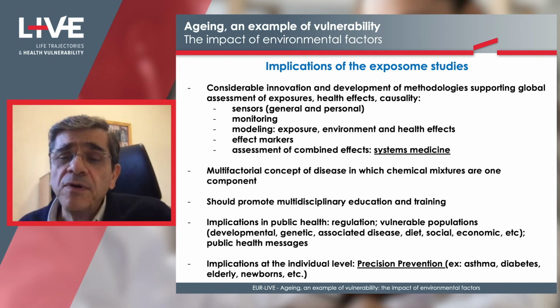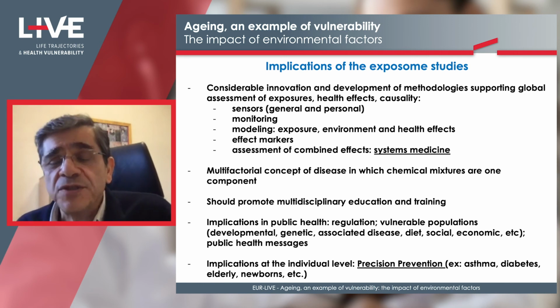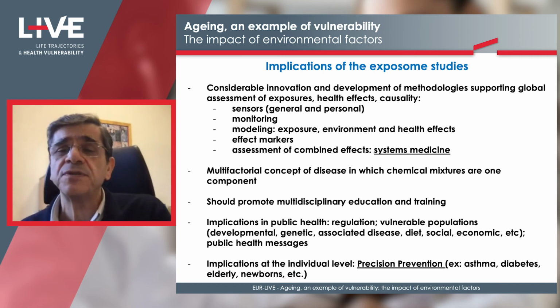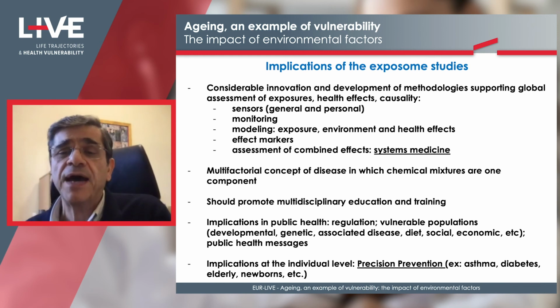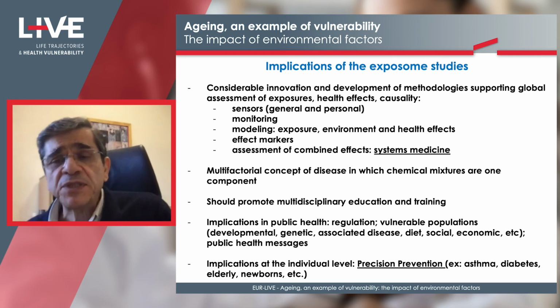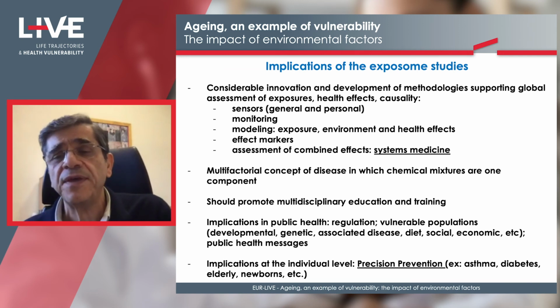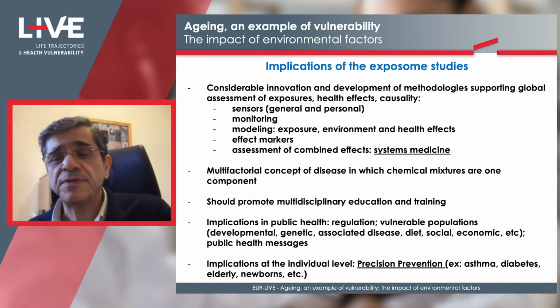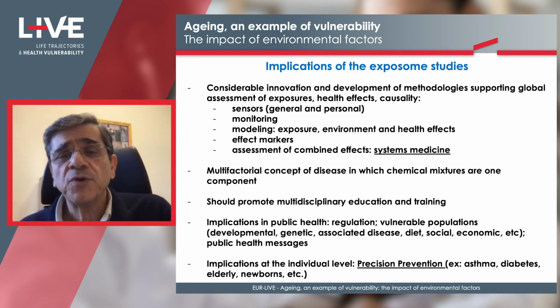At the individual level, I think it will trigger something called precision prevention. You know how important prevention is, but the more we know quantitatively about the exposures and the different factors, how to assay them, how to know more about the chemicals we are exposed to, or noise or radiation or whatever, the more precise we can be in our prevention. For example, somebody who has asthma knows that if there are some chemicals or particles or ozone around in the air, he has to be quite careful. Or somebody who has diabetes would also like to know what kind of environment is around. So these are some of the implications.